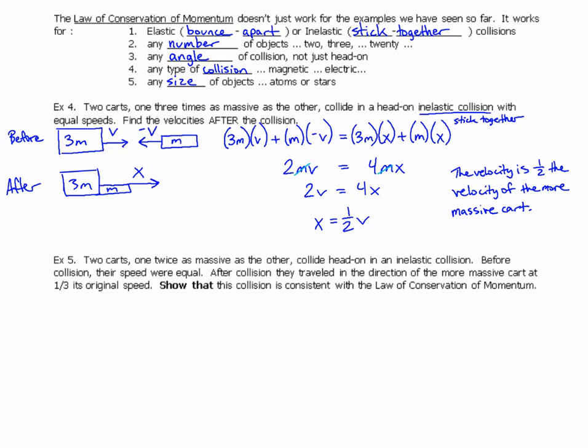Example 5. Two carts, one twice as massive as the other, colliding head-on in an inelastic collision. Before the collision, their speeds were equal. After the collision, they traveled in the direction of the more massive cart at 1/3 its original speed. This says, show that this collision is consistent with the law of conservation of momentum. Before we do anything, we need to draw our picture.